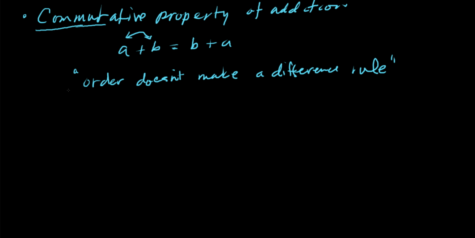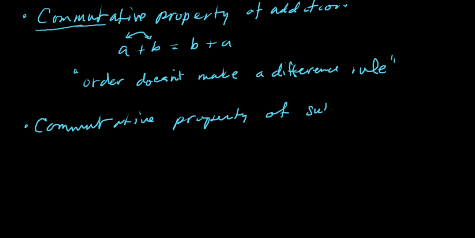What about subtraction though? Do we have a commutative property of subtraction? Well, let's try an example. Let's just do what I did for the first example with 1 and 2. Let's do 2 minus 1. What does that equal? 2 minus 1 is 1. What if I switch the order? So what if I did 1 minus 2? Well, that equals negative 1.